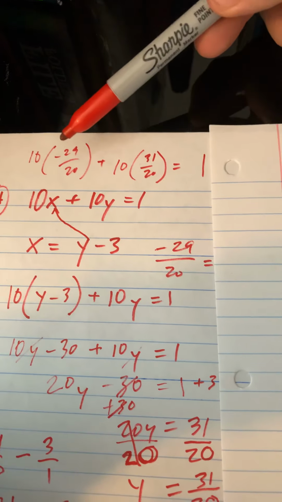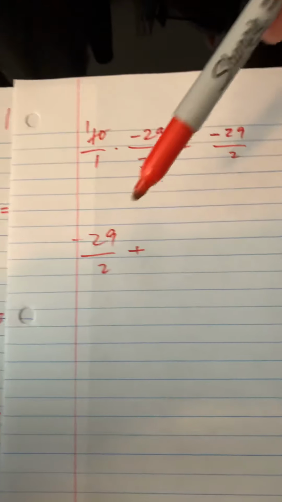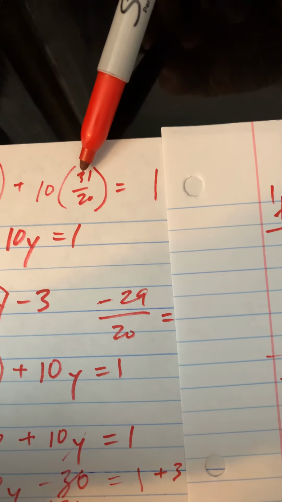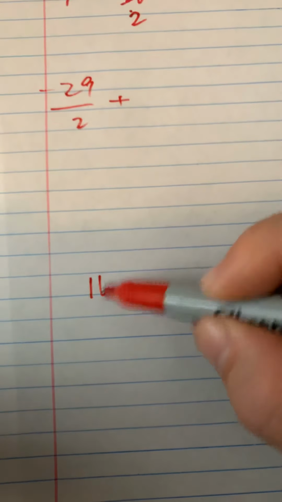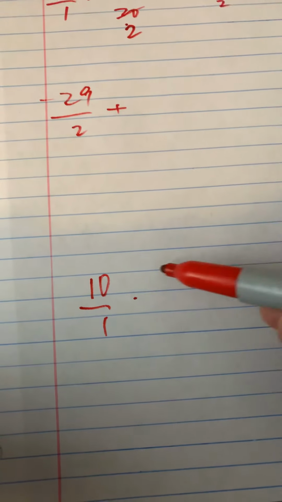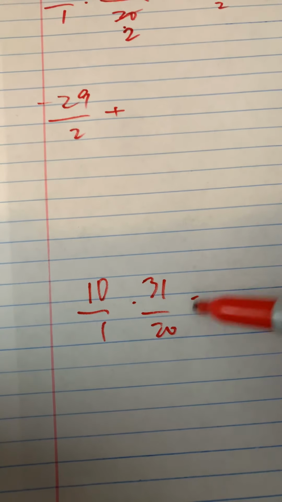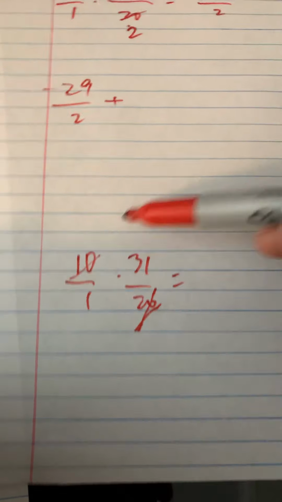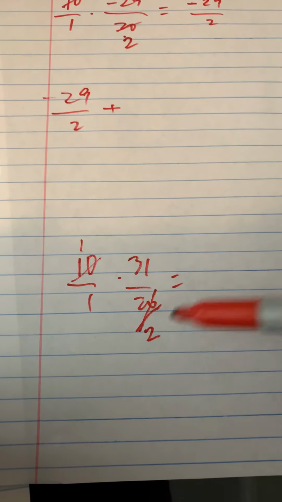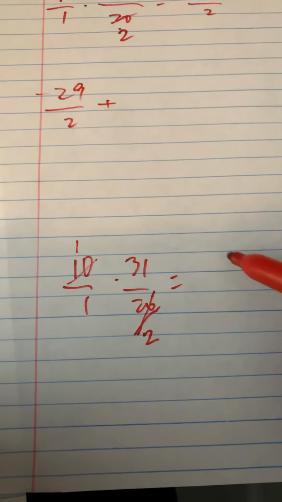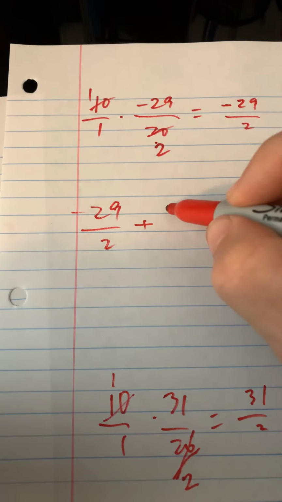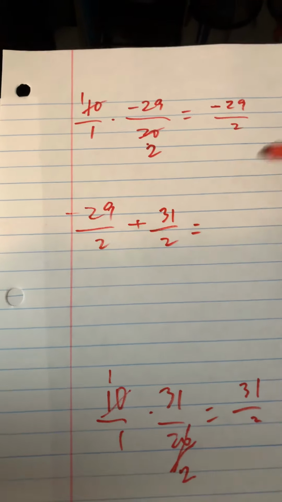so all of this right here, when we multiply this out, gives us negative 29 over 2. Now we're going to add that to 10 times 31 over 20. So let's do that. 10 over 1 times 31 over 20. And again, these cancel, 1 and 2, and you get 31 over 2. So plus 31 over 2.